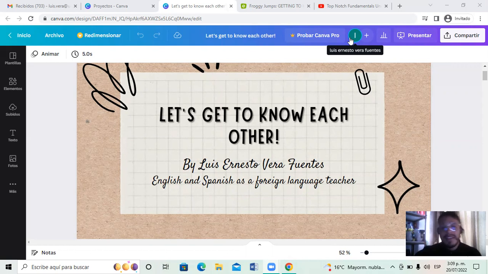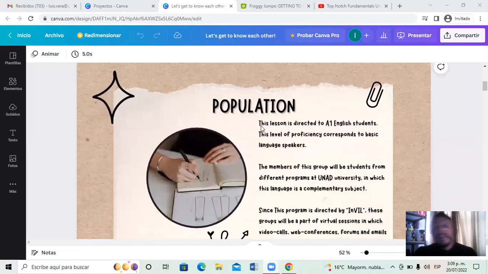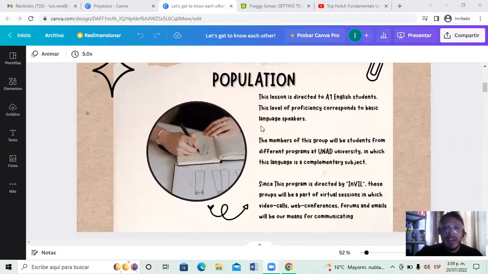Today's lesson is called Let's Get to Know Each Other. Let's get to know each other in Spanish would be like conozcámonos. La intención de esta lección es conocernos un poco. This lesson is directed to A1 English students. A1 English students is related to basic level students, okay.